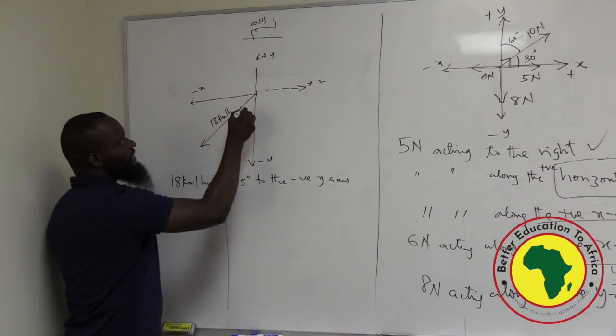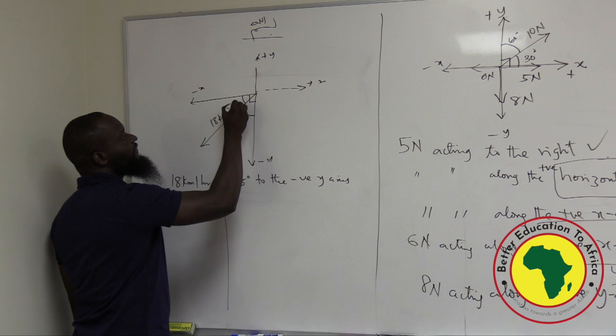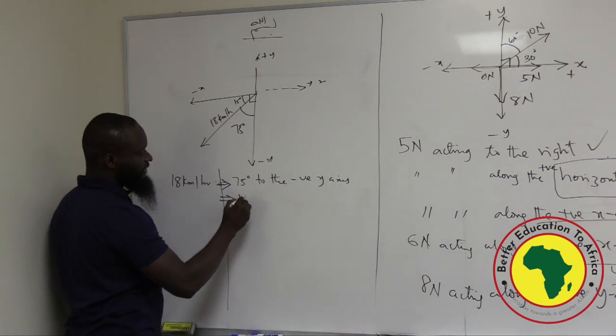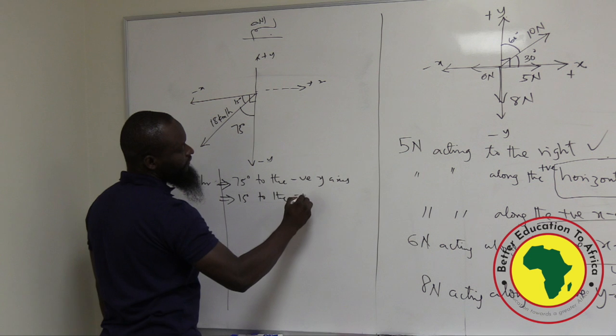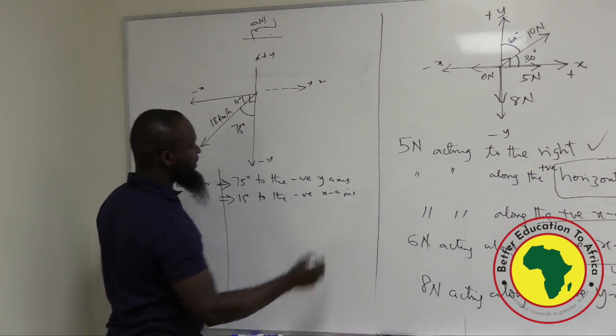Or I can say 90 minus 75, that is 15 degrees. So it will be 15 degrees to the negative x-axis. This is another way to define the direction.